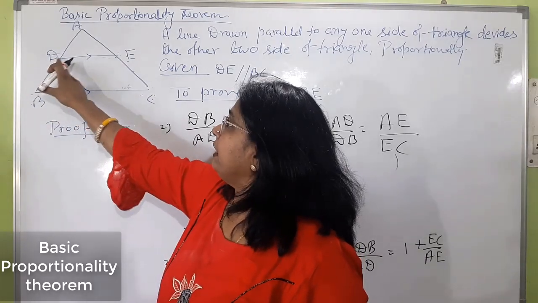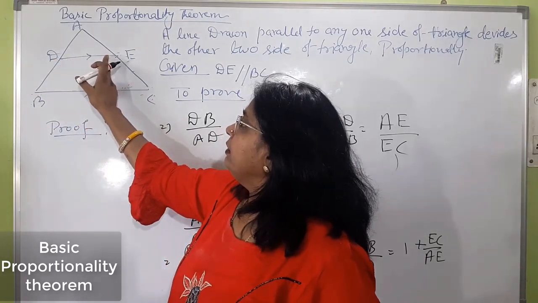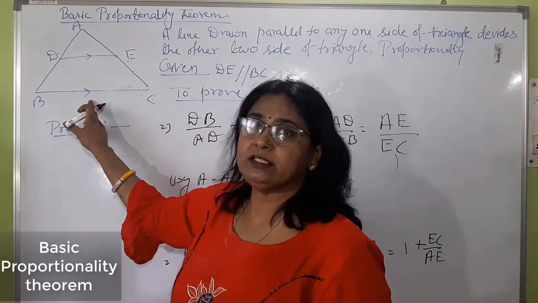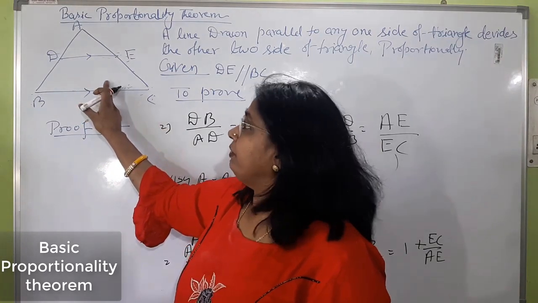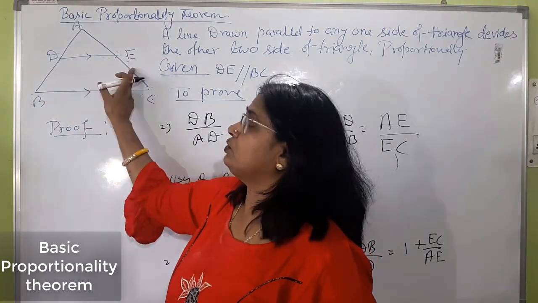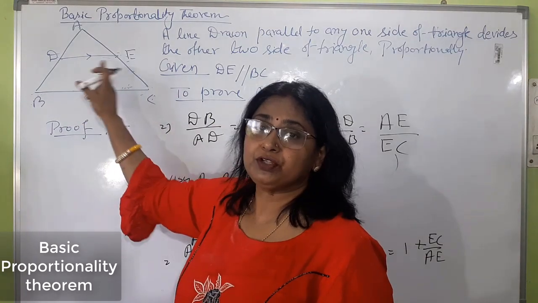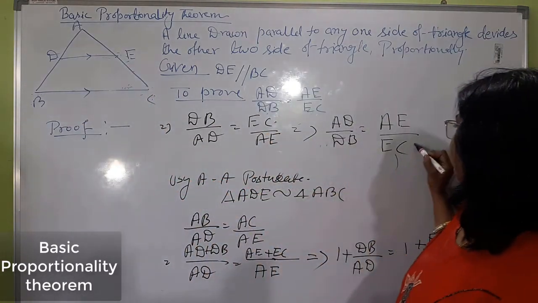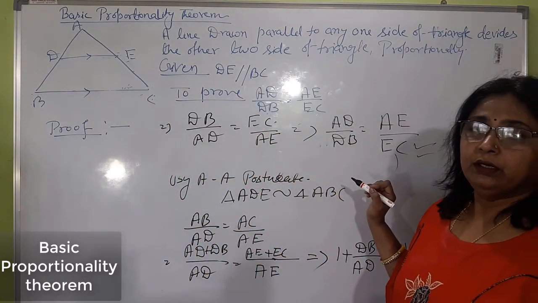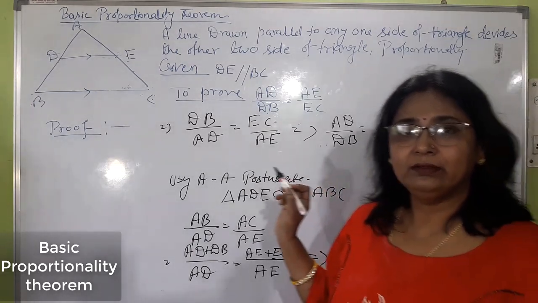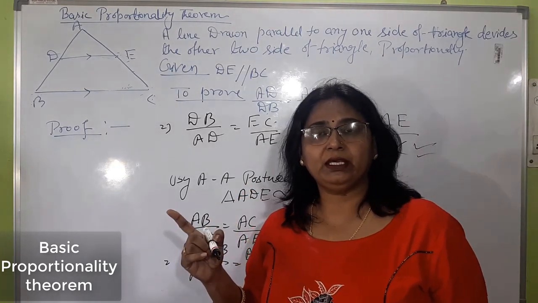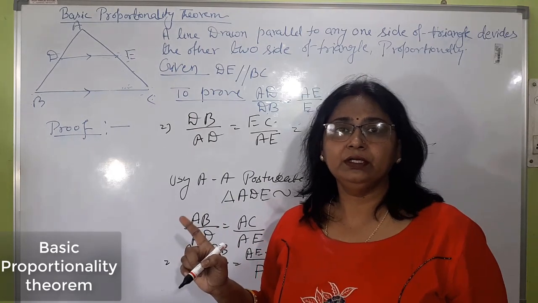That means a line parallel to any one side of a triangle divides the other two sides of the triangle proportionally, which is proved. I hope everyone understood. Okay, my next topic is the converse of the basic proportionality theorem.